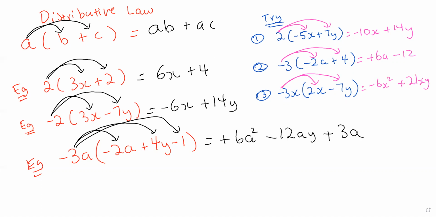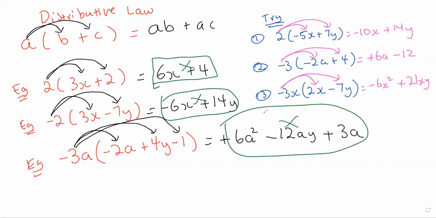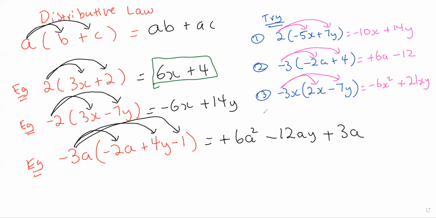Point to note: what we are about to do next, we're going to apply the distributive law twice. So you're going to have different scenarios compared to these here. Let me explain why. If we were to simplify this, we cannot come and multiply these terms again. That is totally wrong.